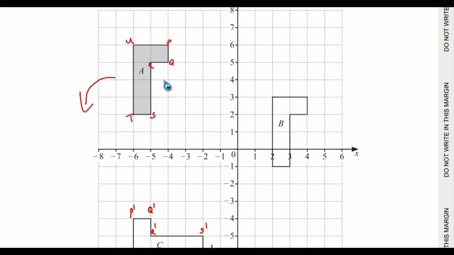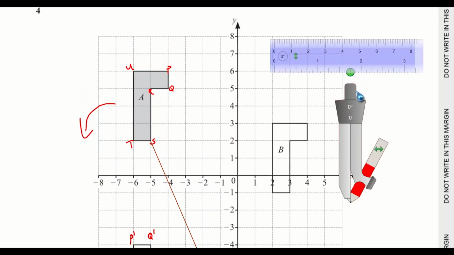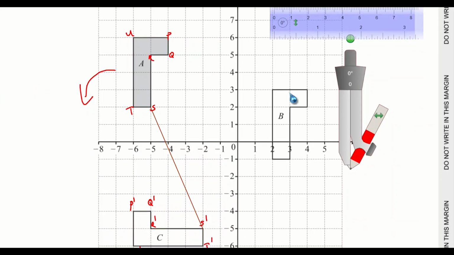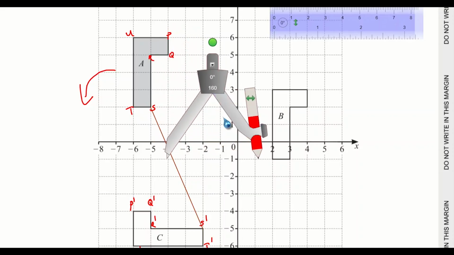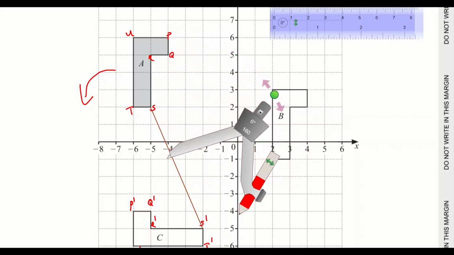Let's take which one is easier. Let's take S and S prime. So I need to draw a line S and S prime. Good. So I need to bisect this line. Now I have my ruler and a pair of compasses. So let's bisect this one here, center here. Let's open a radius that is a little bit more than half of this line.